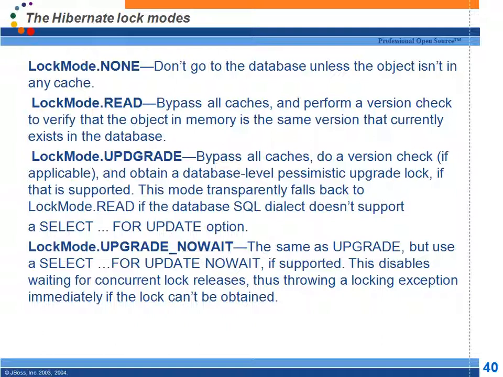Now if I say LockMode.READ, means I want to get a read lock. There are various types of locks on database. I want to get a read lock, means it has to go to the database to get a lock. So it will bypass all caches and perform a version check to verify that the object in memory is the same version that currently exists in the database.